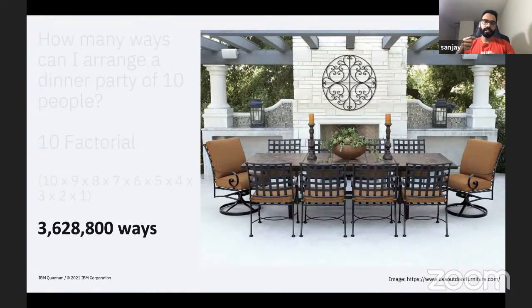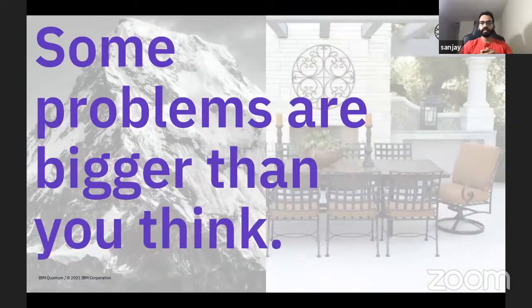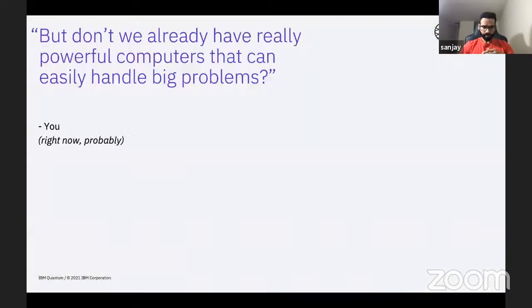But what if I keep adding chairs in this problem? It will be 11 factorial, 12 factorial, 13 factorial, and soon the problem will grow exponentially. And it will become difficult for classical computers to come up with a solution. So some problems are bigger than you think. We think that a problem is big, but a problem is even bigger than we think. But don't we already have a powerful computer that can easily handle big problems? We'll be saying, yeah, probably we have super powerful computers.